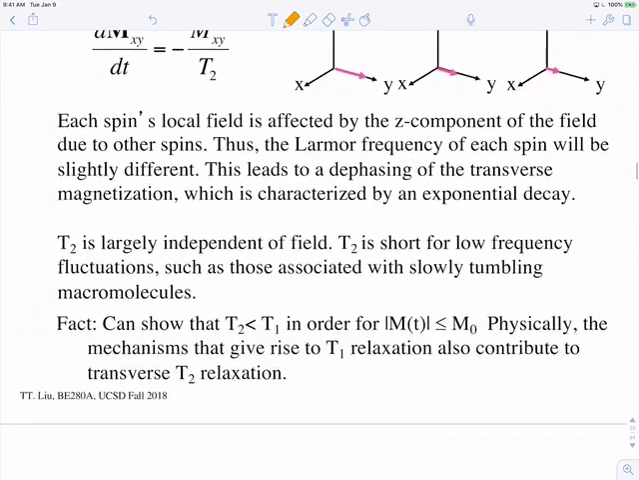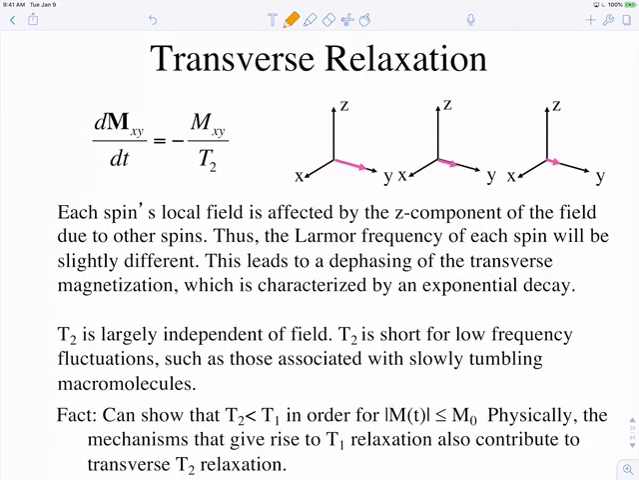Okay. So the next thing we're going to talk about is transverse relaxation, or T2 relaxation. It's got a very simple equation of motion. Basically, the derivative of Mxy is just minus Mxy over T2. And so you know this is going to just decay with a time constant of T2. At any time Mxy is not zero, there's going to be some non-zero derivative, so this is going to drive it to zero. So that's the equilibrium.